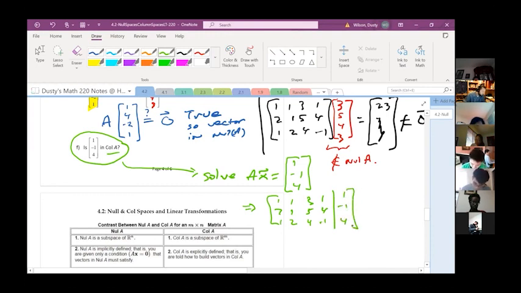And what are we looking for? What's our question asking? We want to know if it's in the column space. How will I know if it's in the column space?